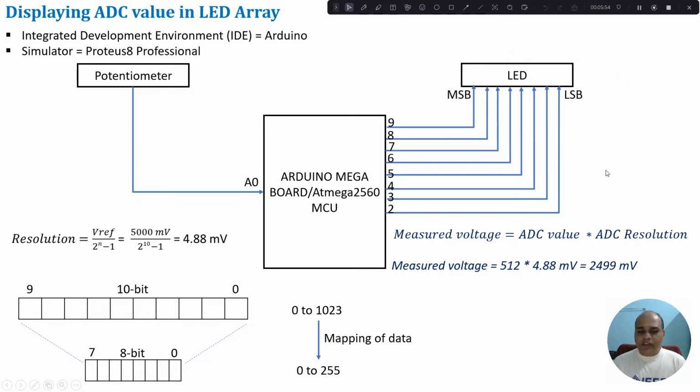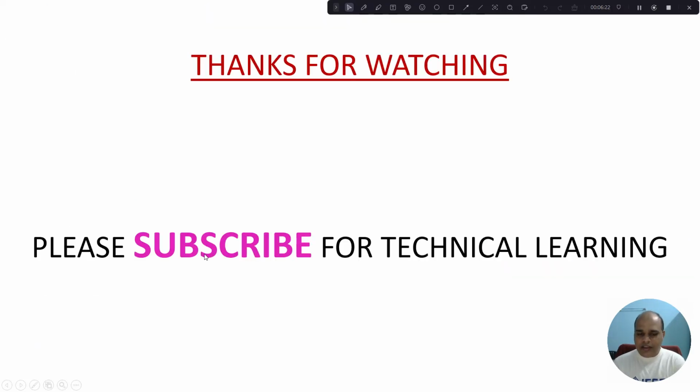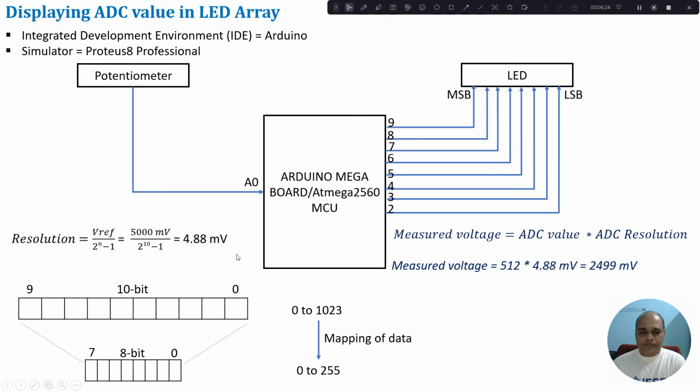So if I want to measure the voltage, what is the actual voltage measured in this A0 pin? For that, we can make use of this formula. This measured voltage equals the ADC value. The ADC value is nothing but the value which we obtain after the conversion process. This is a 10-bit value, and it is multiplied by the ADC resolution. We already know how to compute the resolution of your ADC, so that value can be plugged in.